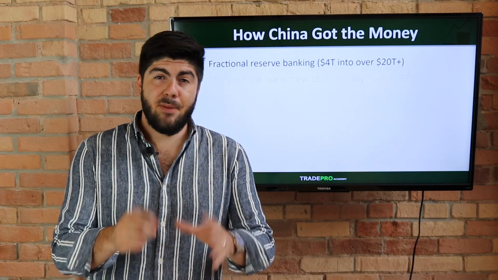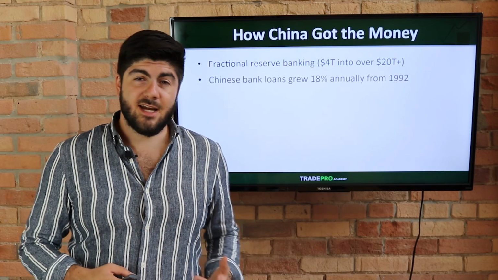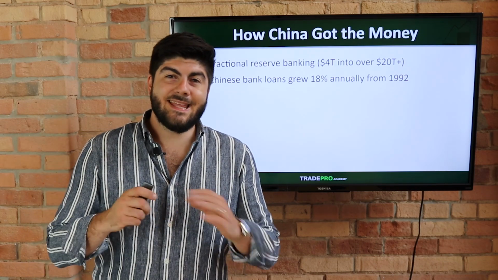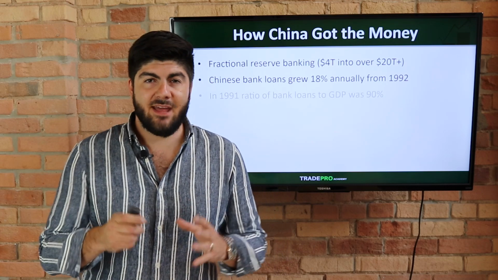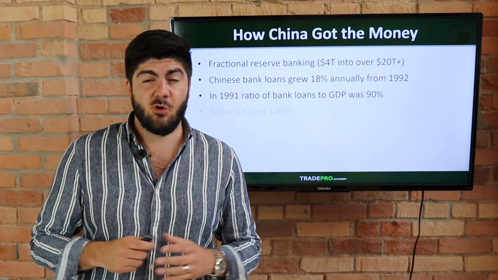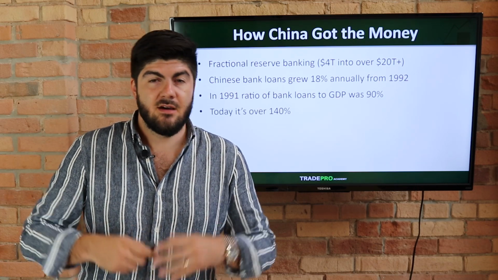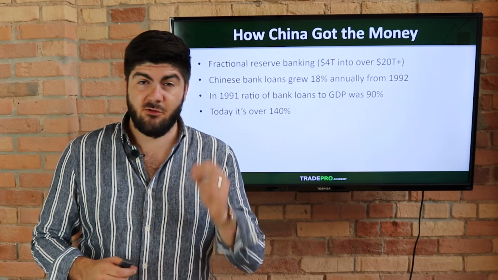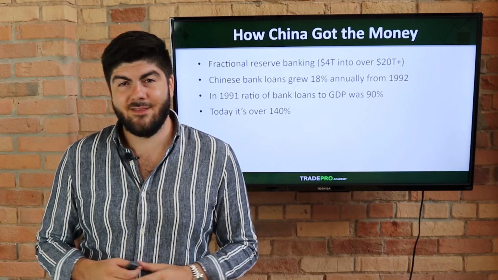In fact, bank loans in China grew at an annualized rate of 18% since 1992. In 1991, the ratio of bank loans to GDP in China was 90%. Today, it stands at over 140% of the GDP. That means that China has more loans than their gross domestic product for one entire year.